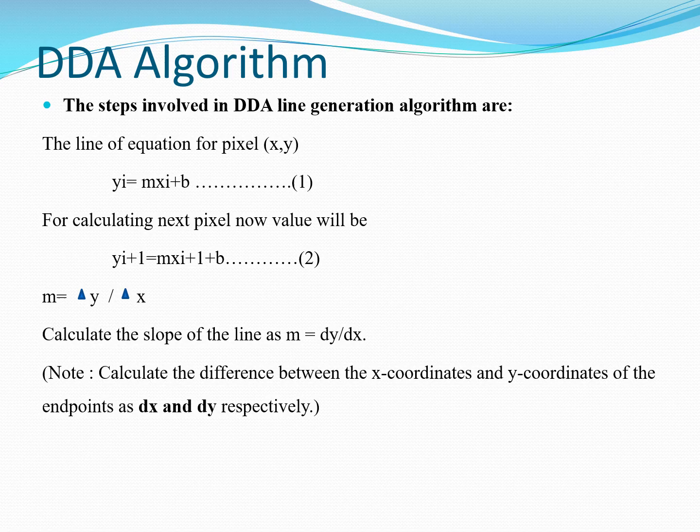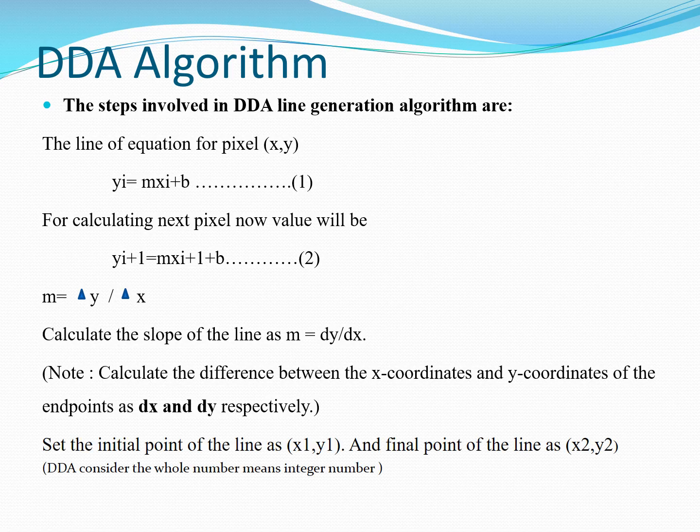What are x1, y1, x2, y2? The initial point of the line is indicated as x1, y1, and the final point of the line is given as x2, y2. Whatever value we get may be a floating value. If you get floating values in DDA, it takes the whole number, or integer number. Remember this point. This is how we calculate m, the slope.